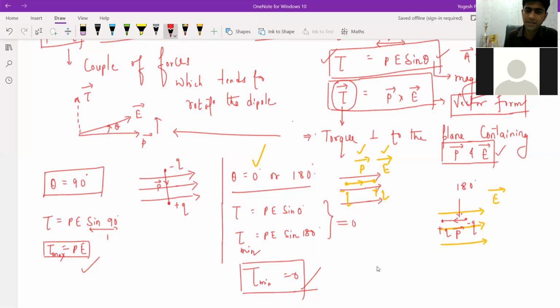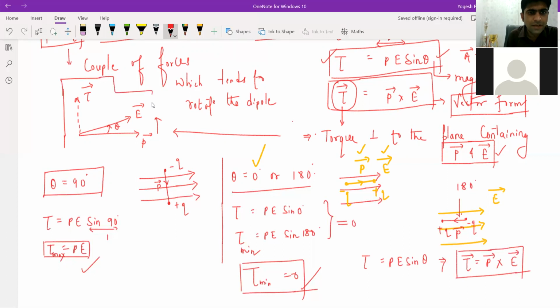The formula for torque is tau is equal to PE sine theta. This is the magnitude. In vector form, you can write torque is equal to P cross E vector. And after this, if you see the diagram, we have this diagram also to explain the direction, that it will be perpendicular to the plane containing P vector and E vector. And this is the maximum value of torque, torque maximum, and this is torque minimum.